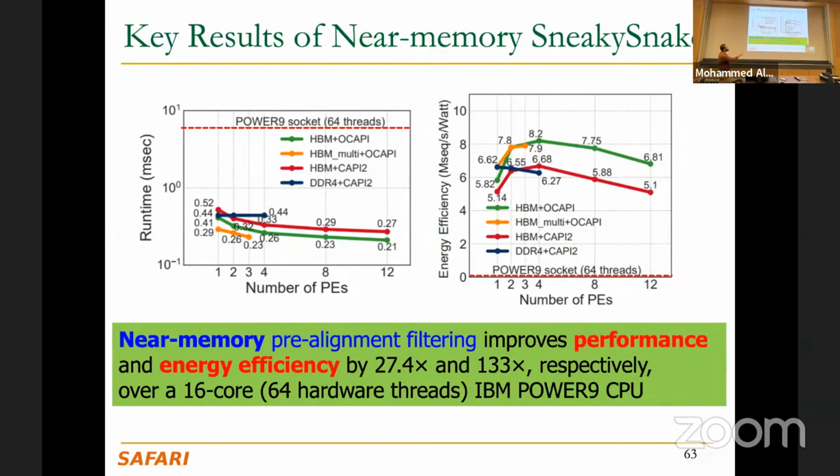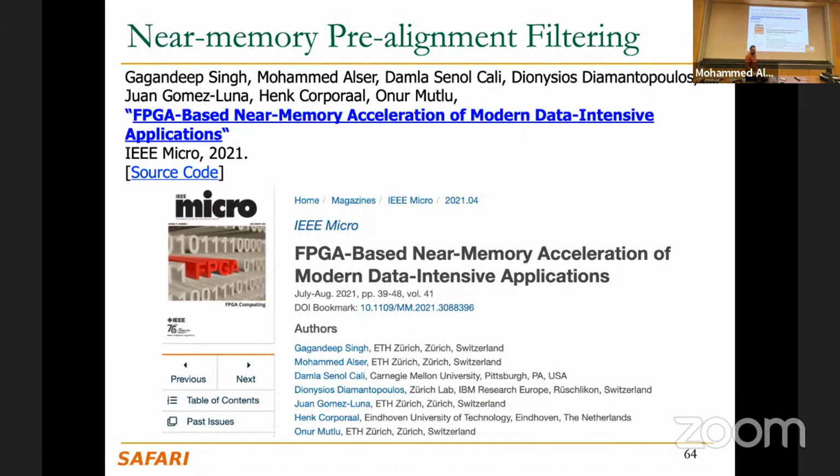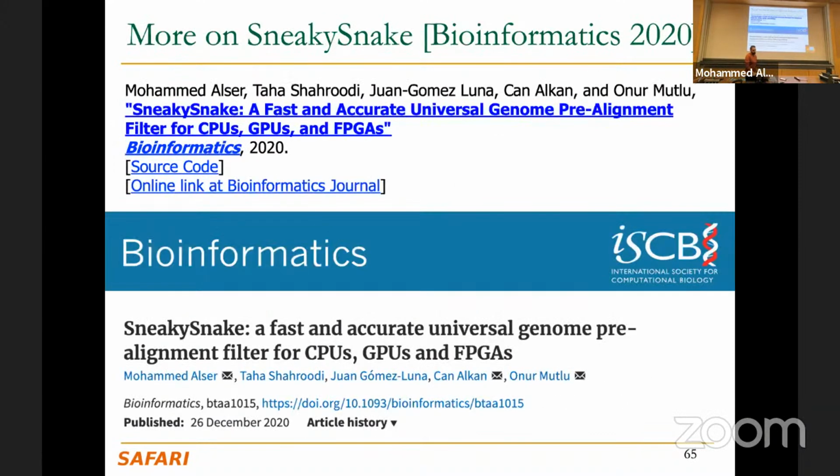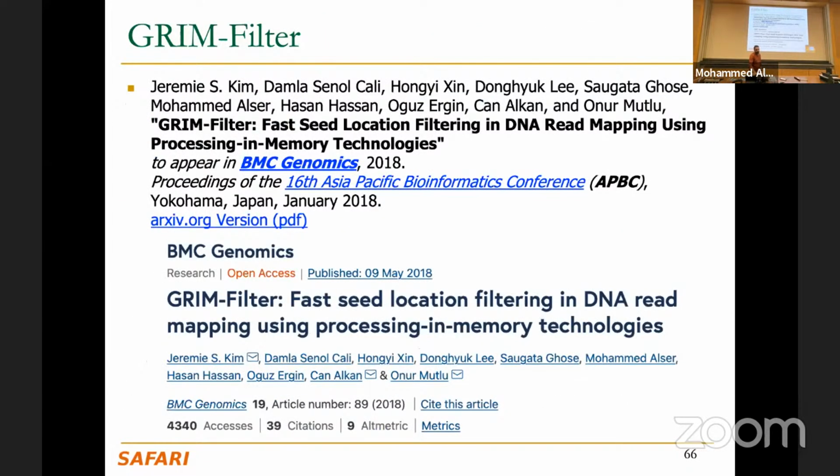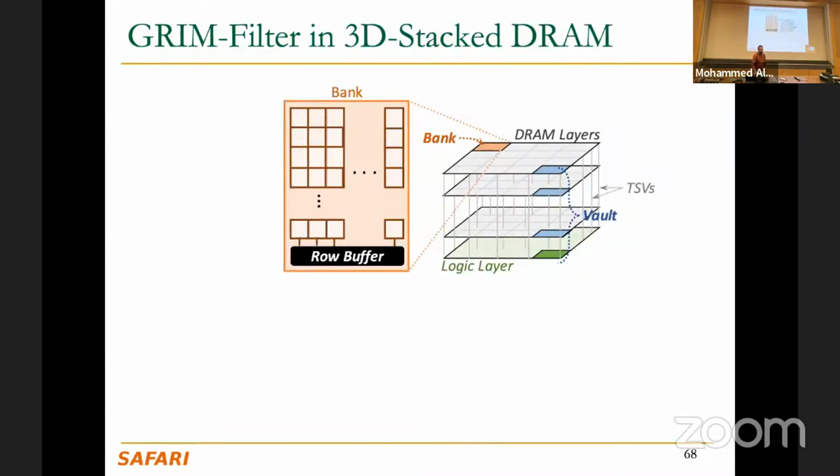And you can see how the HBM can scale very well compared to DDR4, because you have a limited number of channels to feed in the data. You cannot feed more data than you have in the FPGA, for example. And if you're interested, I would recommend reading the paper. And this is GRIM-Filter, another filter doing exactly the same job as SneakySnake, but with a different algorithm, a different technique, that is using 3D stacked memory.